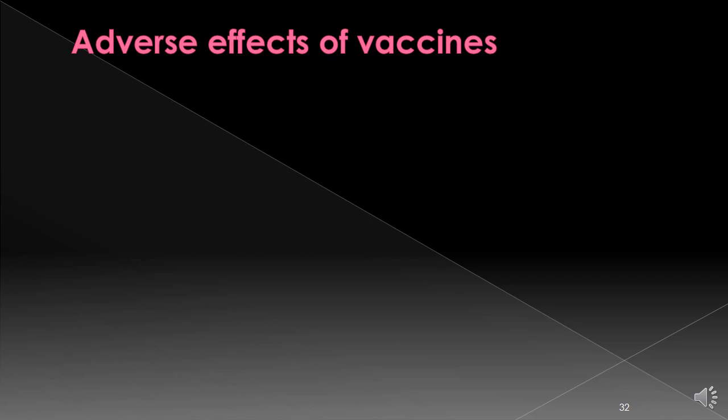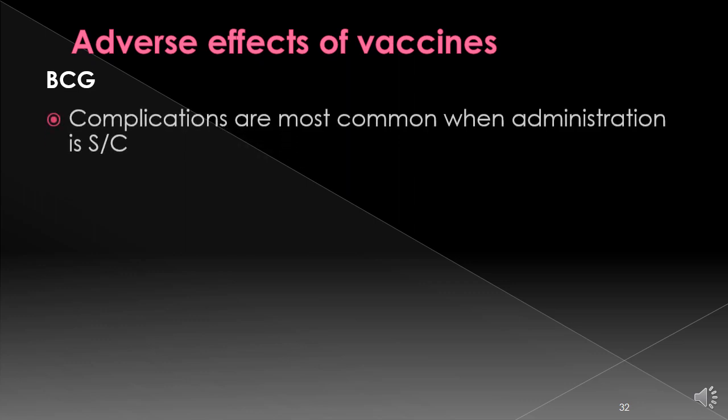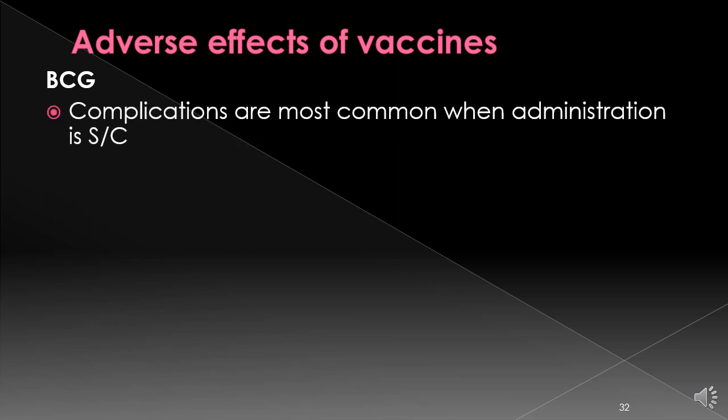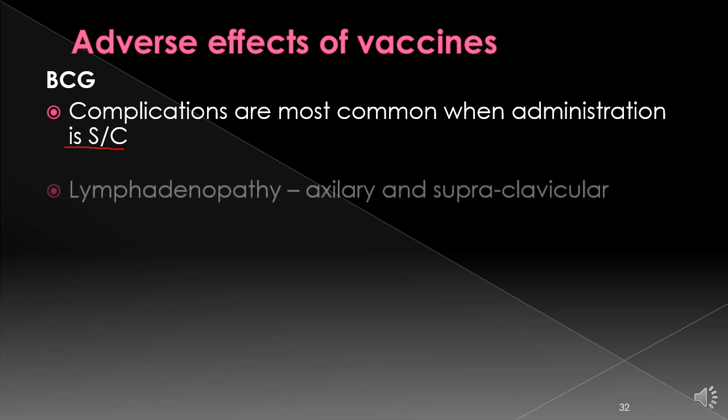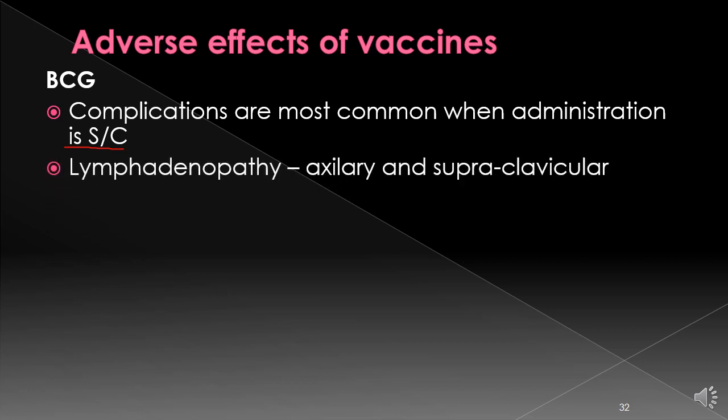Having said that, then let's look at some of the adverse effects associated with various vaccines. We start with the BCG vaccine. This one, complications, like I said, are commonly associated with the wrong administration. If the administration is not done correctly intradermally, and therefore it is done subcutaneously, then the likelihood of complications is obviously anticipated. Some of them include lymphadenopathy.